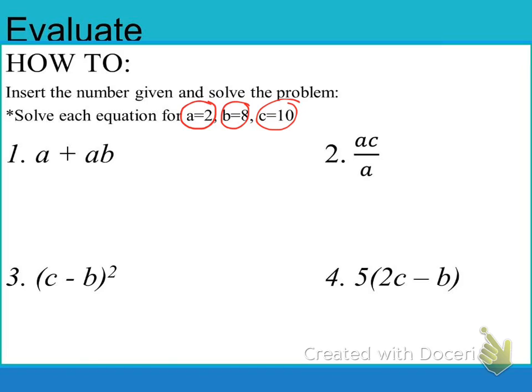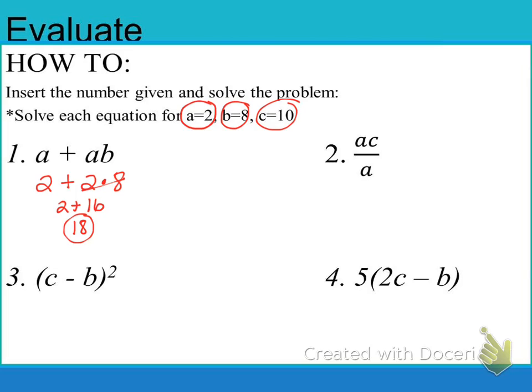So for the first one, let's do it. We have A, which is 2, plus A, which is 2 times 8. Good. Remember, don't forget that times sign. Can't put them next to each other. And then we're just going to follow order of operations. So 2 times 8 is 16. 2 plus 16 is 18. 18, and that's our final answer.